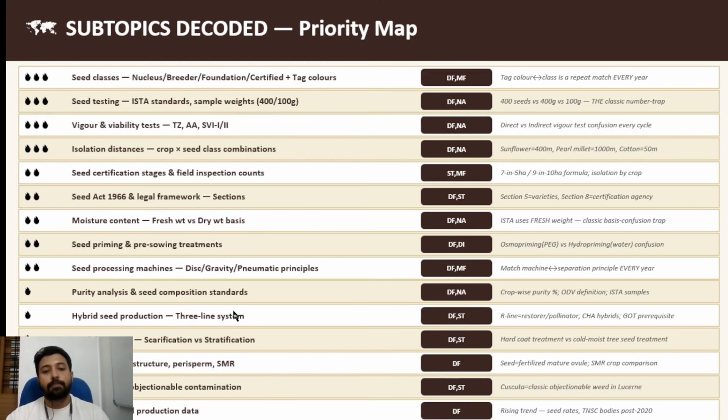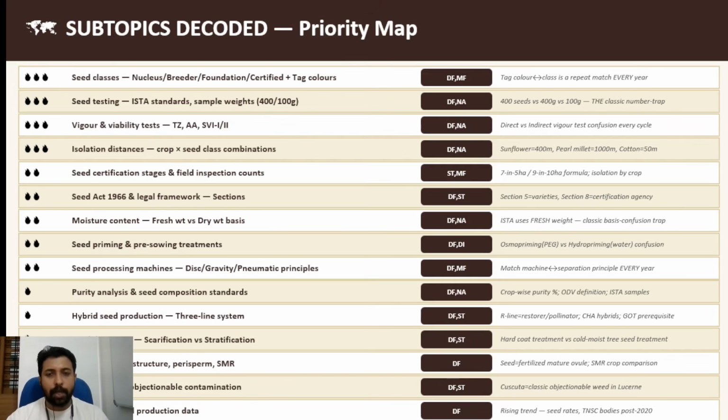Then comes seed dormancy, which is comparatively a simple area compared to the legal areas, isolation distance and all. Seed dormancy is a very easy area. But there are some terms you should be very clear about: stratification, scarification, and the difference between those terms. Things are very simple here, very easy to study and understand.